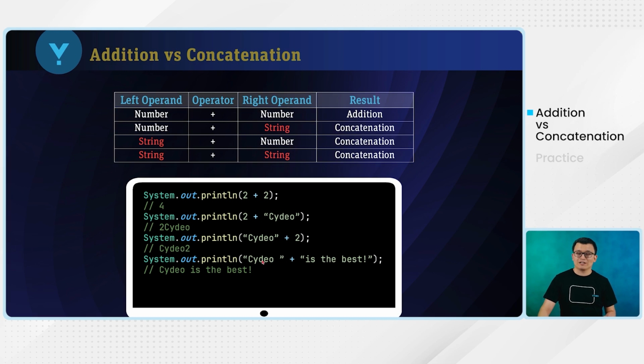Okay? And if you have strings on both the right and left side of this operator, if left and right operands are both strings, then when you use this operator, it will still give you the concatenation, and this concatenation is going to be one string at the end. Which is CYDEO is the best. This is our concatenation result.